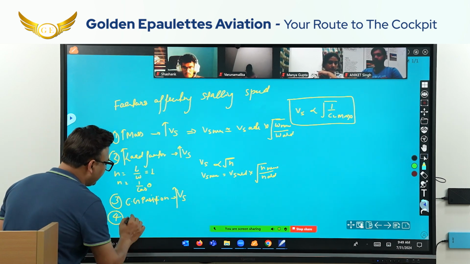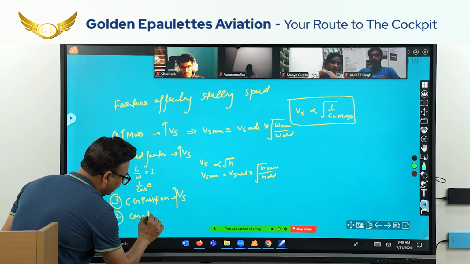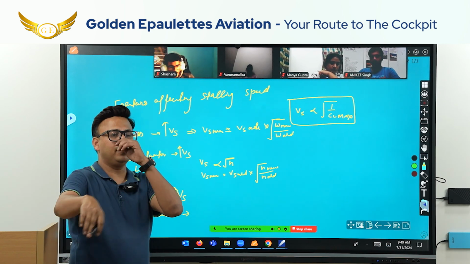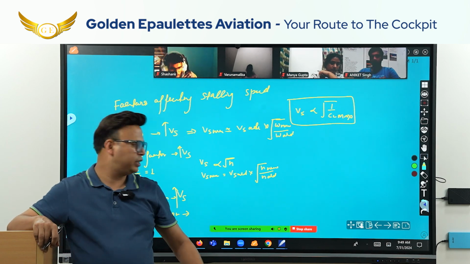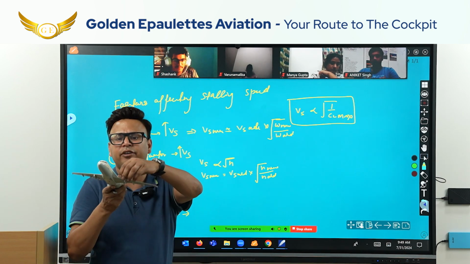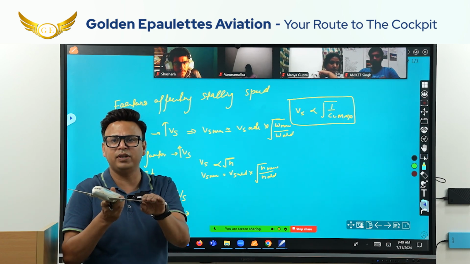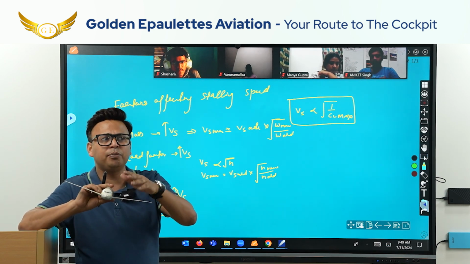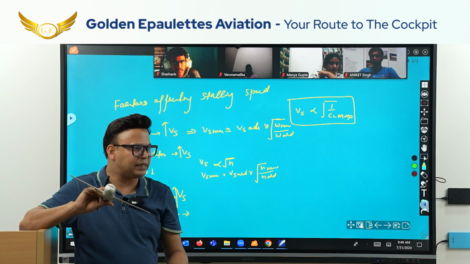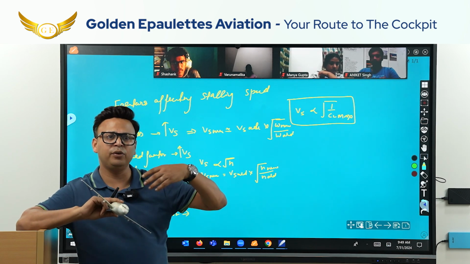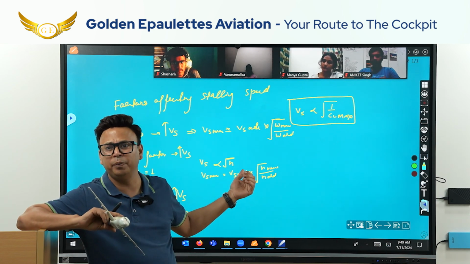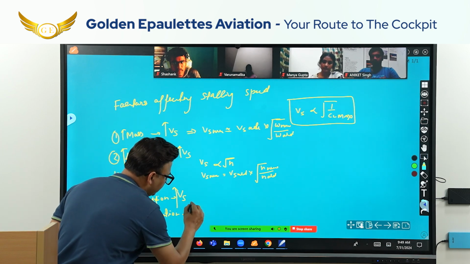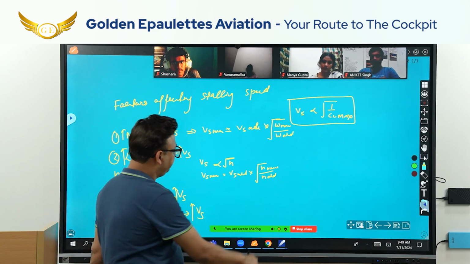Any kind of contamination on the wing, contamination like icing on the wing or slush, frost, basically anything that is deforming the wing shape. So if it is deforming the wing shape, lift produced by the wing would be less. So you need more lift. If you need more lift, stalling speed would be more. So any kind of contamination increases your stalling speed.